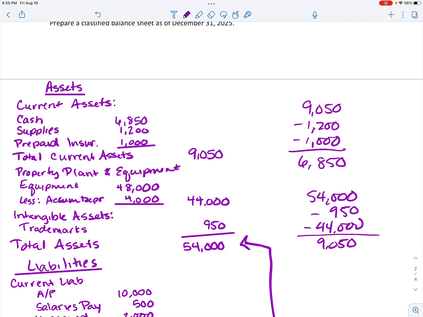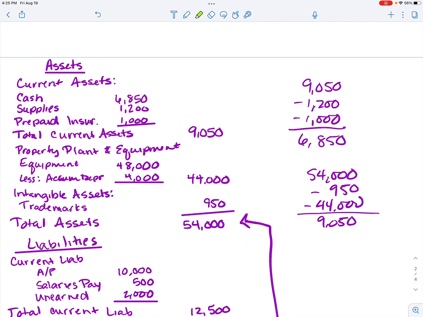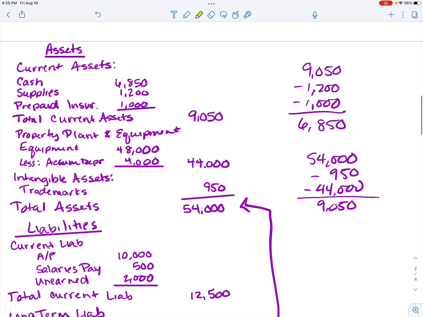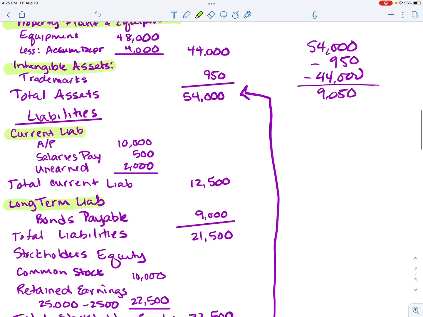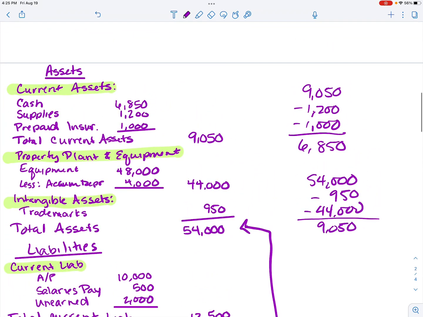Not necessarily what I wanted you to get out of it, how to back into the cash, but I wanted to show you all of the components of the classified balance sheet. So one thing to remember is the key things that we want to separate out: current assets, property, plant, and equipment, intangible assets. Then we also want to make sure we distinguish between current and long-term liabilities, and then get that stockholders' equity section in there. So that should give you that whole classified balance sheet that you need to complete, just making sure you get all of those aspects into it.